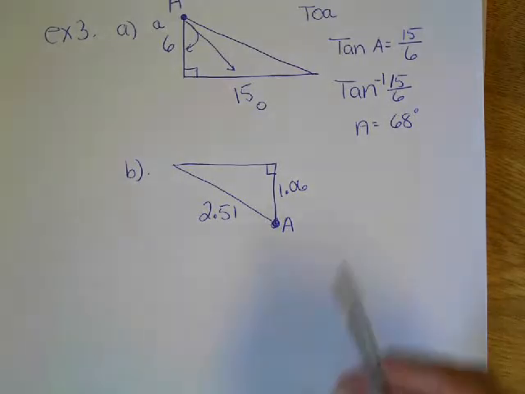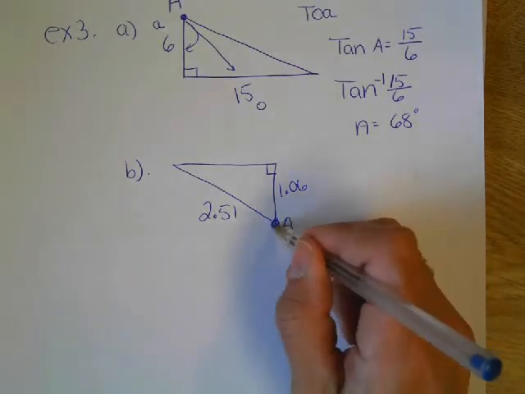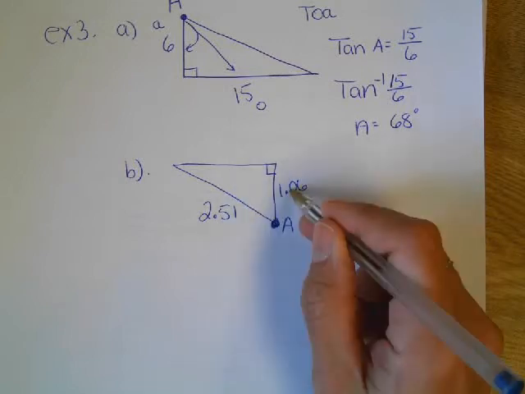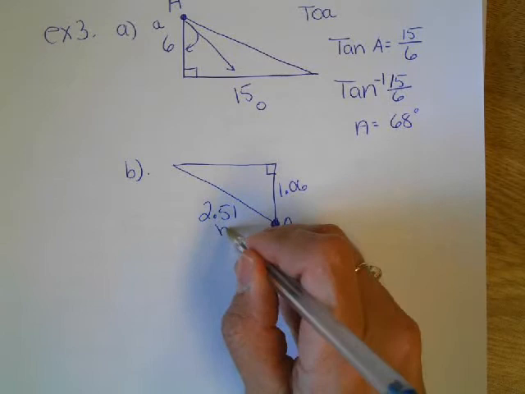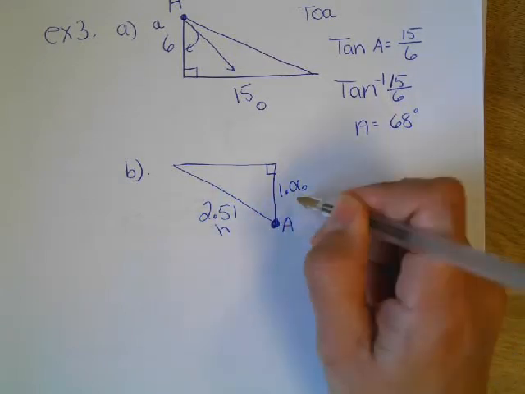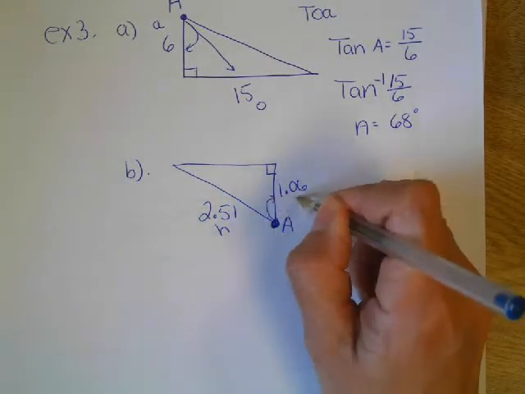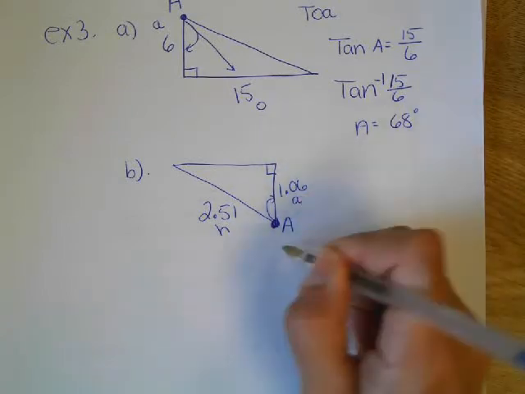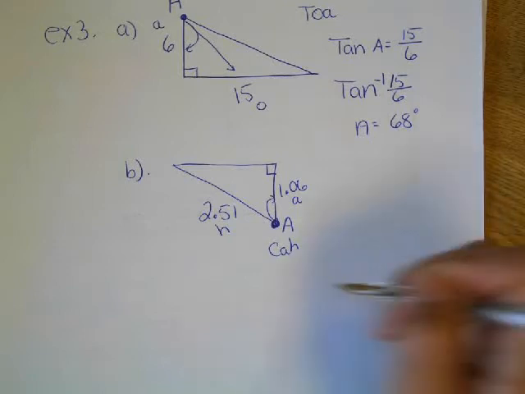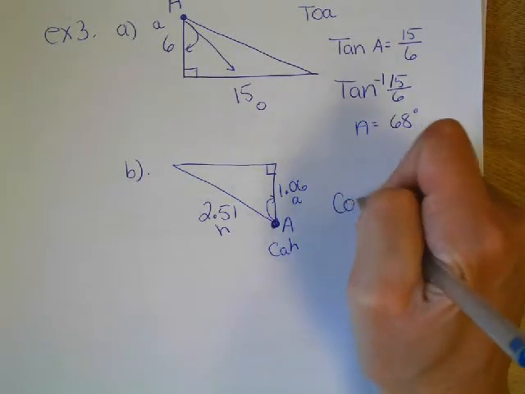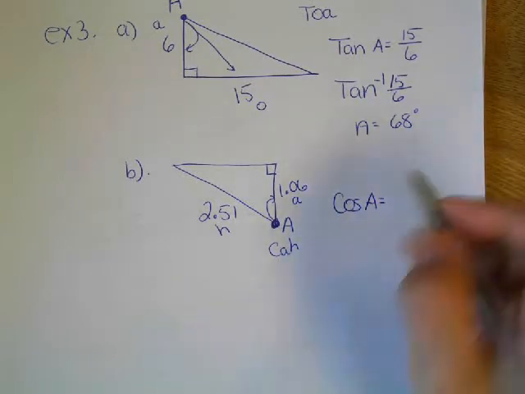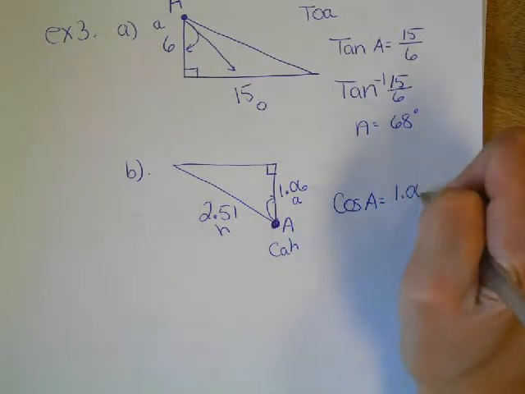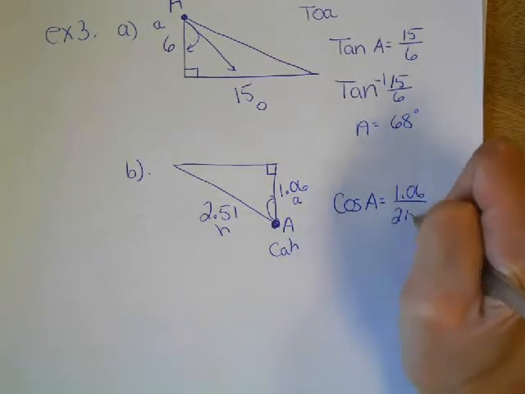So you figure out which trig function first by standing on your reference angle that you're trying to find, identifying these two sides, the 2.51 being across from the 90 is the hypotenuse. This is the adjacent leg. That is CAH, C-A-H. So we're going to set up a cosine to figure this out. So the cosine of A is, I want the adjacent on top and the hypotenuse on the bottom.